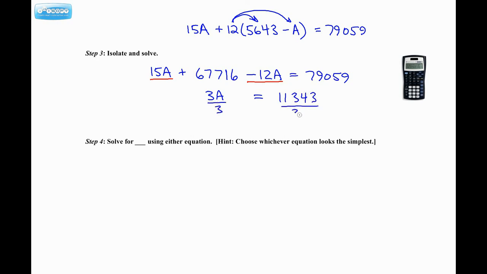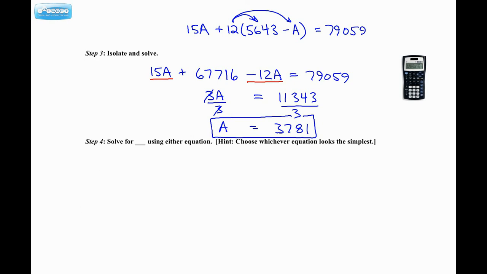Divide both sides by 3. These cancel, and I get a is equal to 3,781. Well, this tells us how many adults were at the show. There were 3,781 of them. Well, we're not quite finished. Remember, we want to solve the system, which means we want to find A, which we've done, and C, meaning we want to know how many children went to the show.